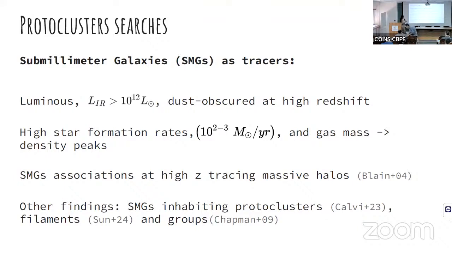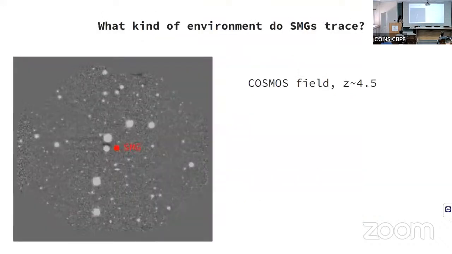If you go to the literature, you can find works reporting SMG associations tracing massive halos. And also we can find SMGs, in fact, tracing protoclusters. Most of the works I have seen are reporting SMGs in fact tracing protoclusters, but we also can find SMGs in filaments or even in less massive environments like cluster groups. So we would like to contribute to this topic. What kind of environment do SMGs trace?